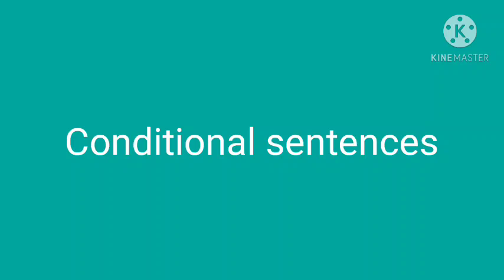Conditions can be of three types: possible conditions that can be possibly fulfilled, we can say them open condition. Then the condition of unreality, imaginary condition, and the condition of unfulfilled conditions in the past that cannot be fulfilled because the event has occurred.